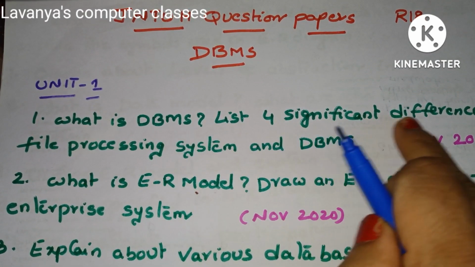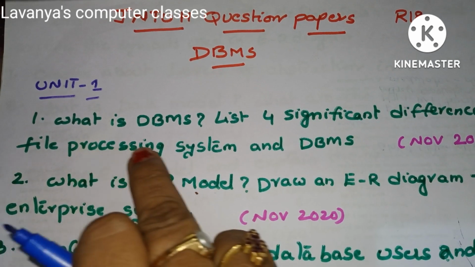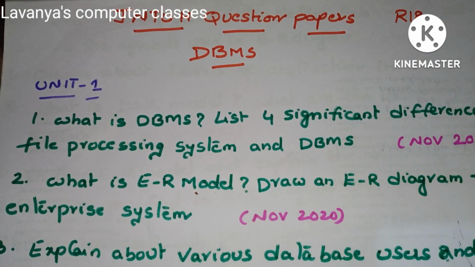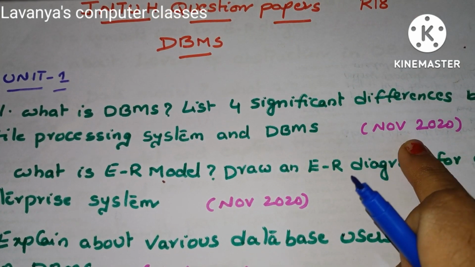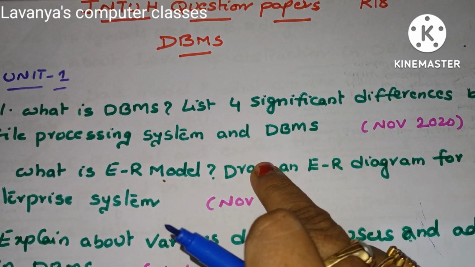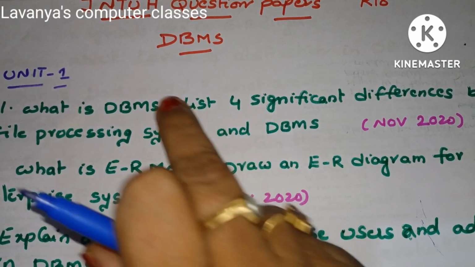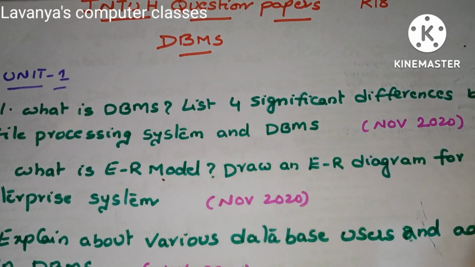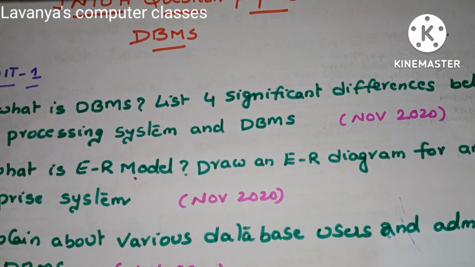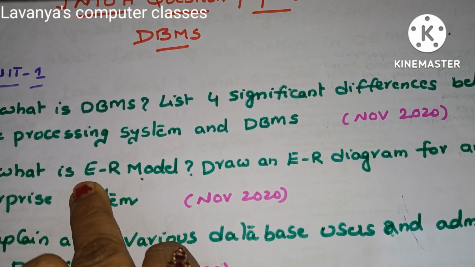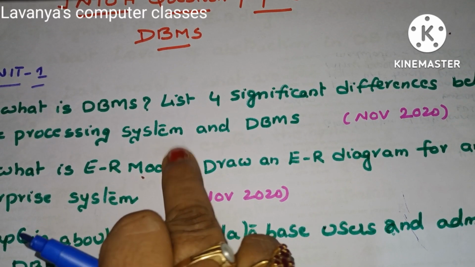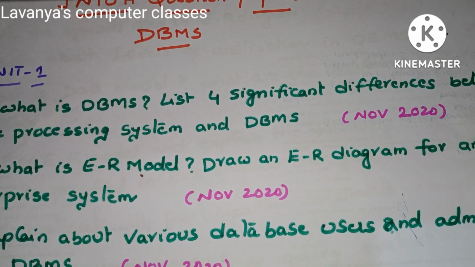List 4 significant differences between file processing system and DBMS. This question came in November 2020. Very important question, very fundamental question. What is DBMS? Difference between file processing systems and DBMS. The advantages of DBMS, disadvantages of file processing system.